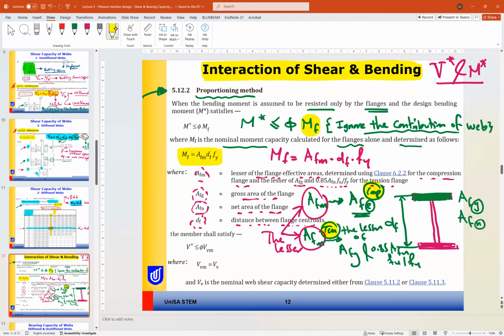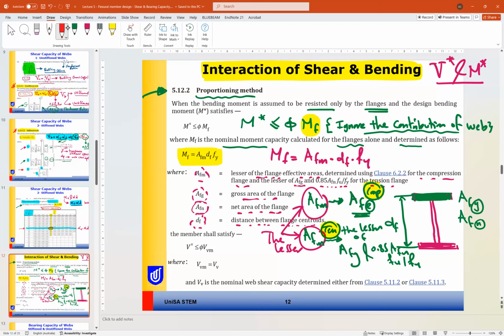Okay, so we will consider the compression flange using effective areas. For the tension flange, we will consider two values, AFG and 0.85 AFN. Then we will take the lesser between the compression flange and the tension flange. Okay.